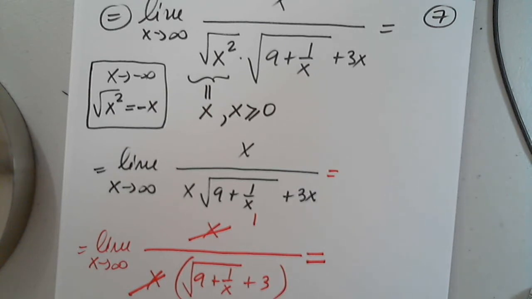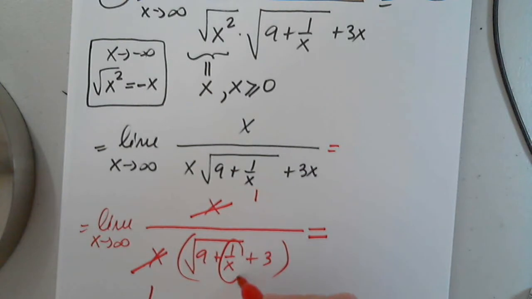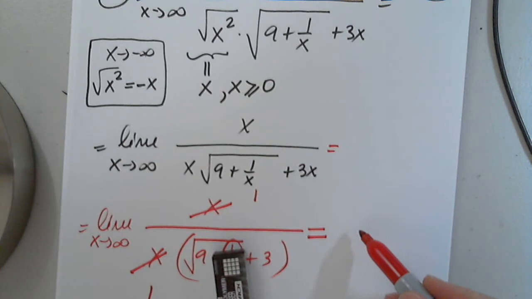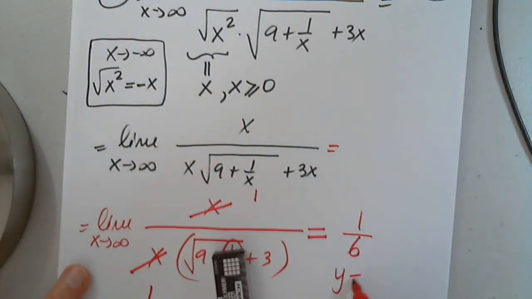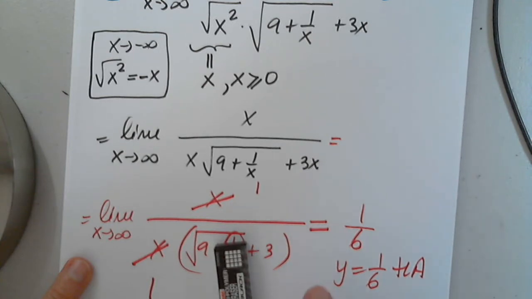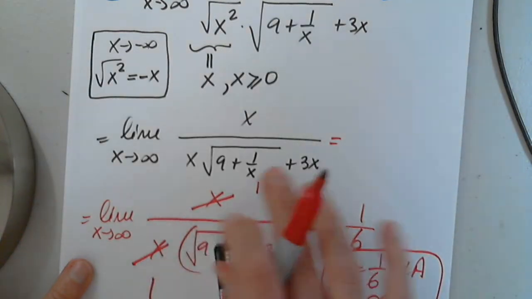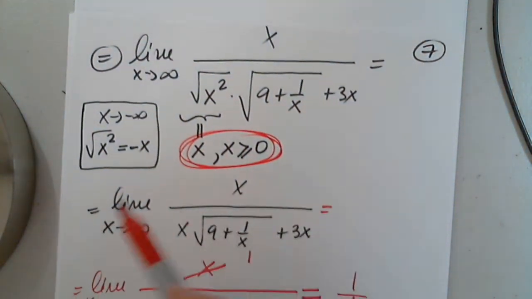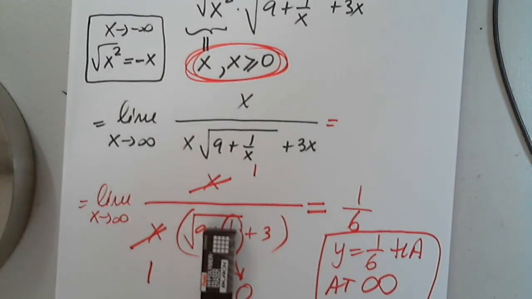Can anyone give us the final answer of this, keeping in mind that this will approach zero? Excellent. So then what do we get? 1/6. That's it. Which means y equals 1/6. Horizontal asymptote. This is not a rational function. We cannot assume that it's a horizontal asymptote at both ends. I can only say at infinity only, because I use this. I don't know what happens at negative infinity. I don't even know if it has a horizontal asymptote at negative infinity.